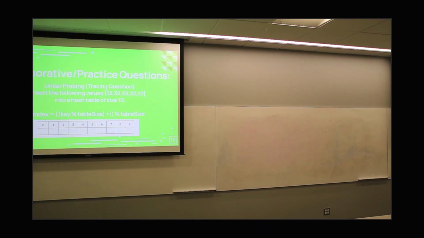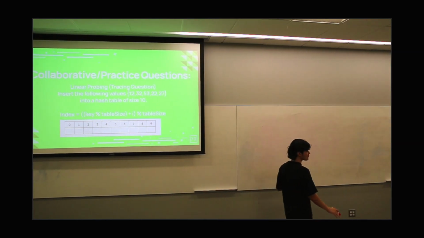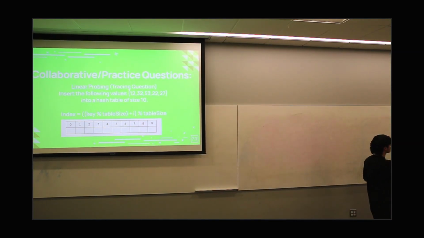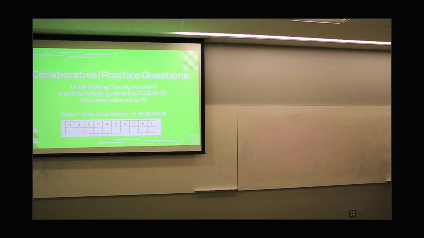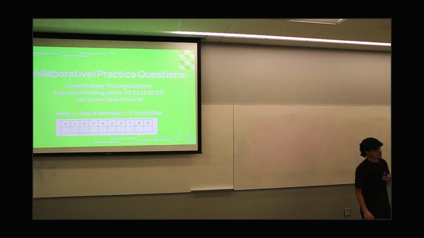Oh yeah, there are problems, right? If you guys want to work together on these problems, they're just tracing using the different types of hashing methods. I don't know if you guys want to go over that right now, but yeah, we got problems. That's the answer.